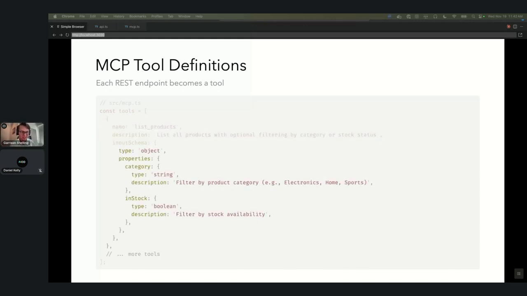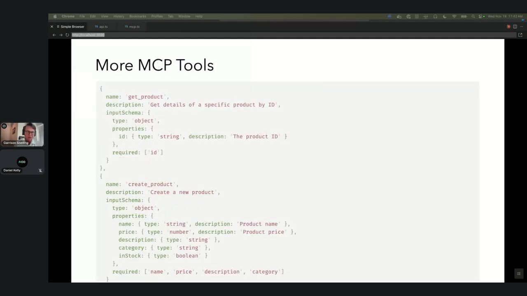You notice that we have an input schema next. It has type object, properties, category, in stock. These are all properties that you can actually input, and parameters is what you'd call them in HTTP land, to be able to configure the MCP request. And that makes up the MCP tool definition.